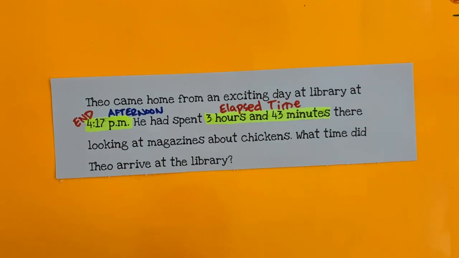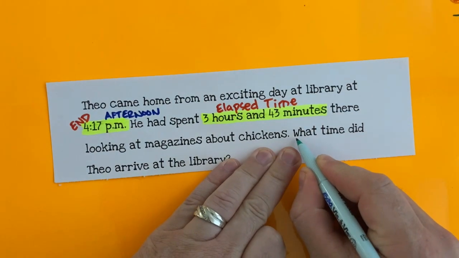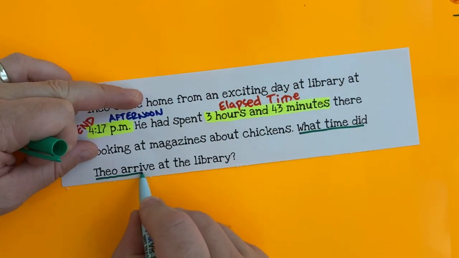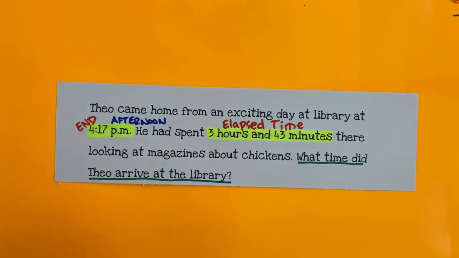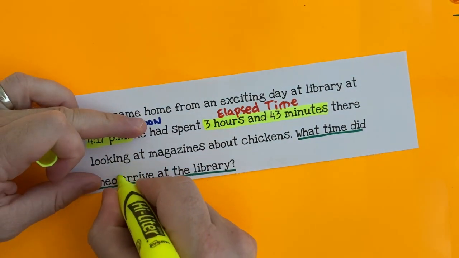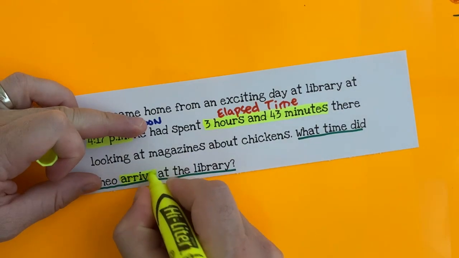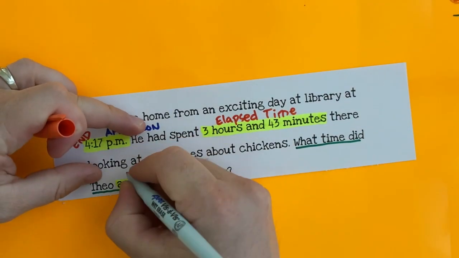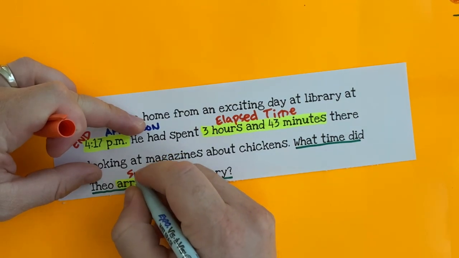Next, we need to identify the question that we're being asked to answer, which is right here. What time did Theo arrive at the library? I'm also going to highlight this word arrive, because having it in the question tells us that arrive is the start time that we're looking for.